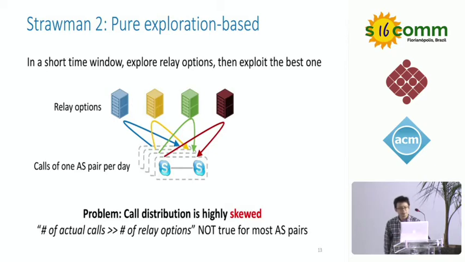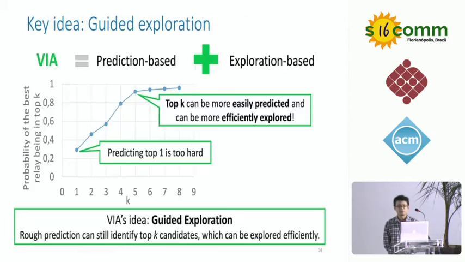Okay. So the strawman solutions are either pure prediction-based or exploration-based. Now, in contrast, what VIA does is to combine them in a fortuitous way. Now, let me explain the intuition with this graph. On the y-axis, we have the probability that the best relay option is one of the top k predicted relay options. That is, the actual best one is one of the k relays with the best predicted performance.